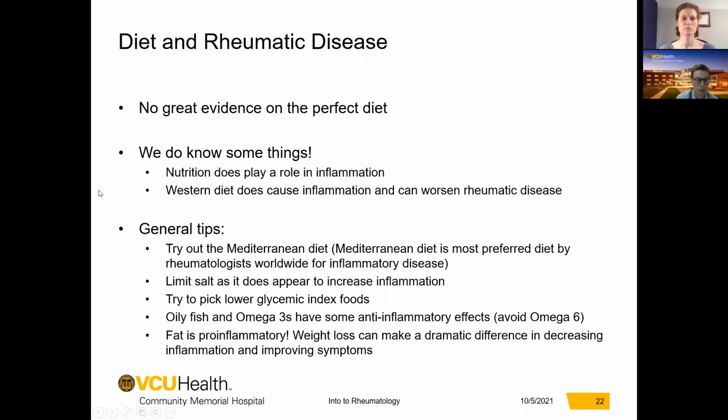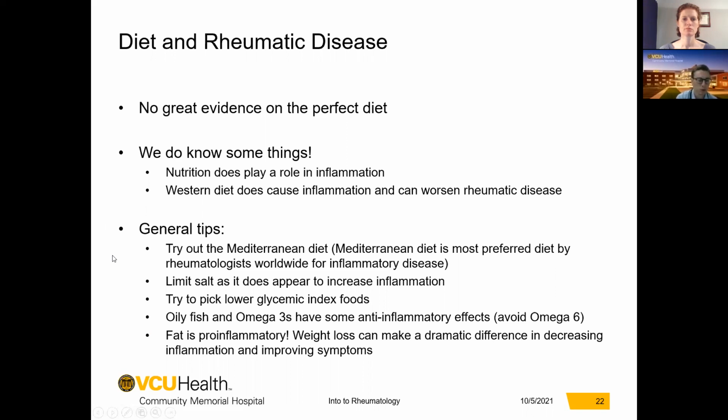We definitely have seen that the Western diet in general, sometimes called the SAD diet, or the standard American diet, with a lot of fried foods, high fat, high sugar, high carbohydrates, does seem to play a role in increased systemic inflammation. A diet that contrasts that and does seem to decrease it a little bit is called the Mediterranean diet. And that's probably been the most effective diet for people with autoimmune diseases to decrease inflammation.